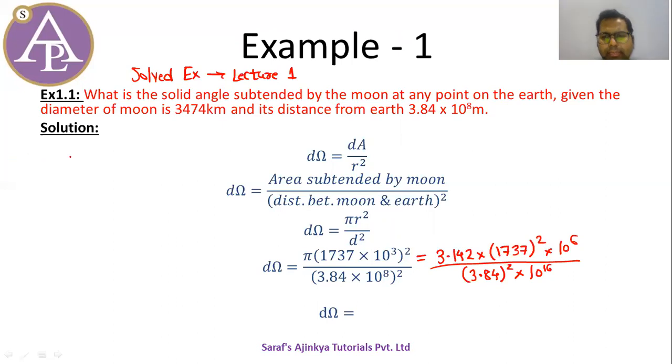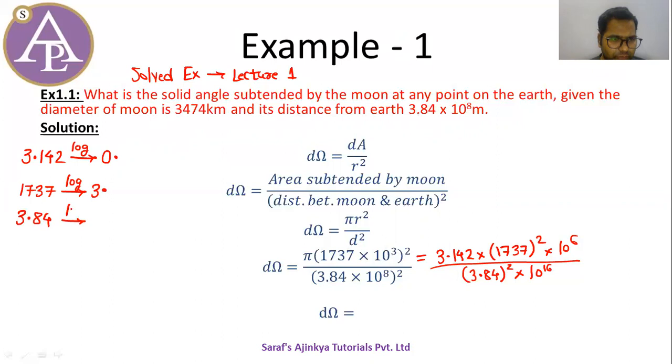Correct? So now how to do the calculation? Let us say 3.142. For 3.142, what is the log? How many digits before the decimal? There is only one digit before the decimal, so I will say 0 point. Then my next number is 1737. What to do about square? I will tell you later. So 1737, there are 4 digits, so I will say 3 point. And then my third number is 3.84. Only one digit before the decimal, so I will take 0 point. Here I had 4 digits, so I said 3 point.